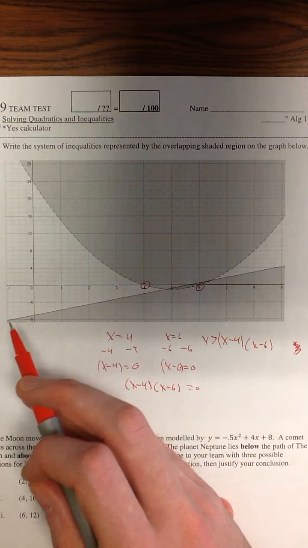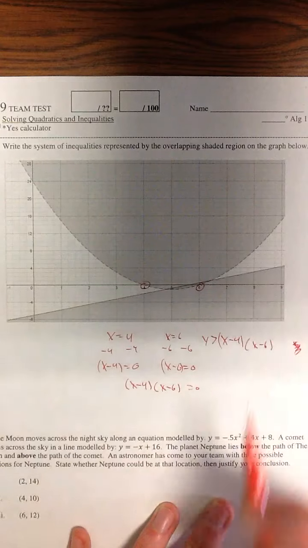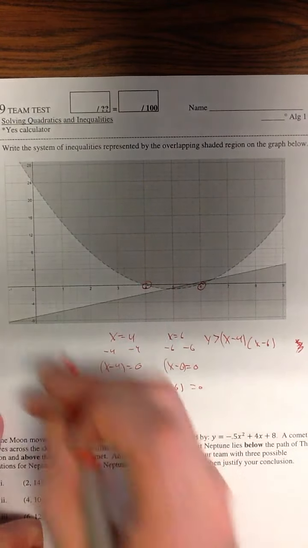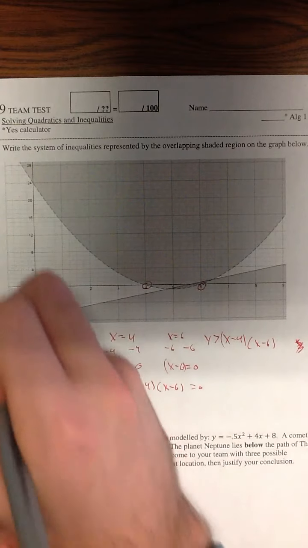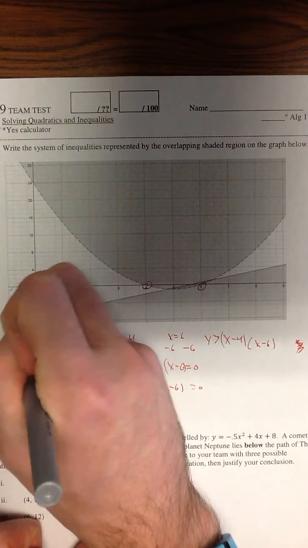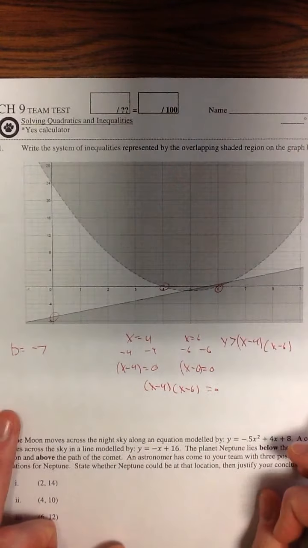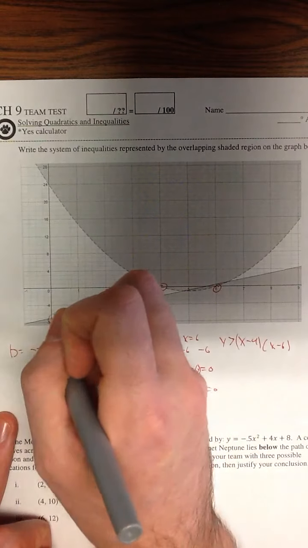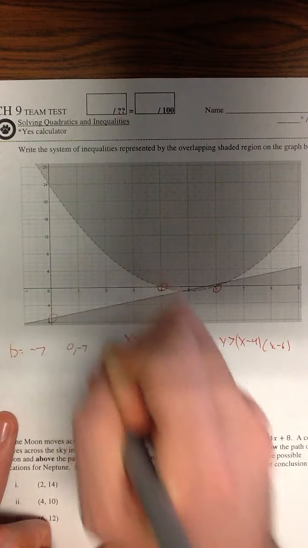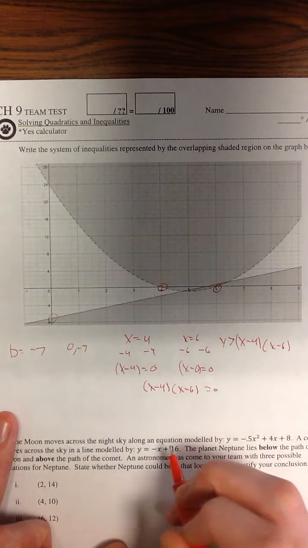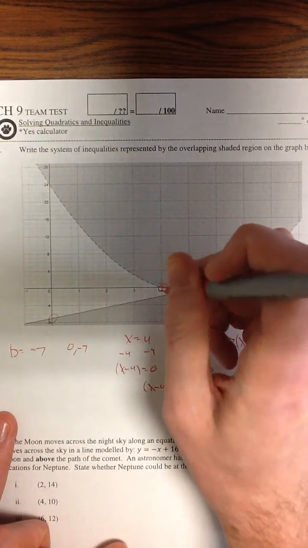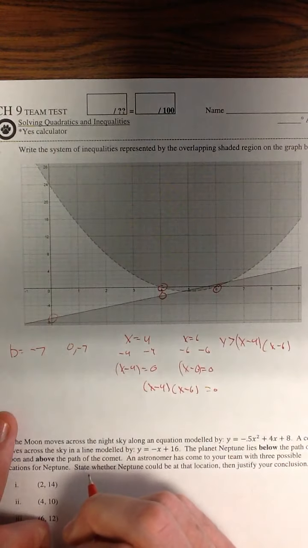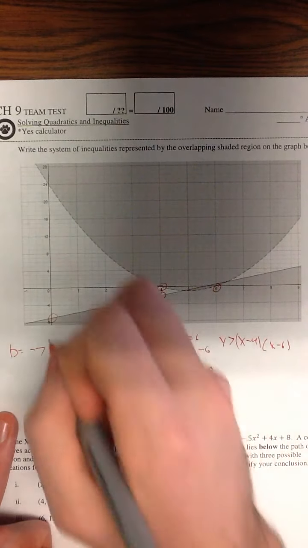The next thing I got to do is get this piece, this nice line right here. Over here I've got my b, my y-intercept, so b is equal to negative 7. But then I need to get my slope. I know this point is 0, negative 7, so I've got to find one more point somewhere. And it looks like we cross right here at 4, negative 2.